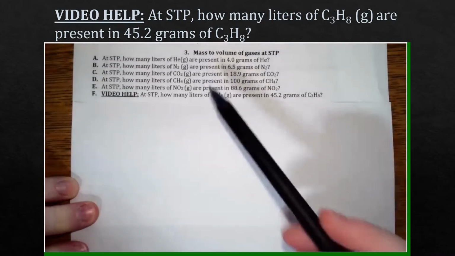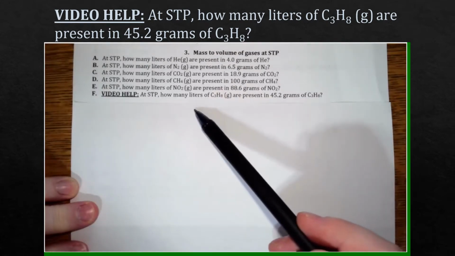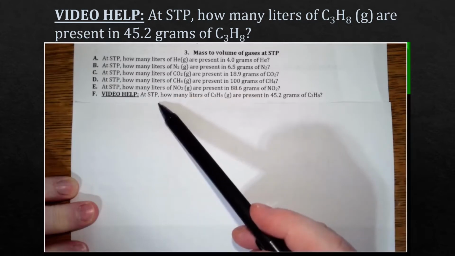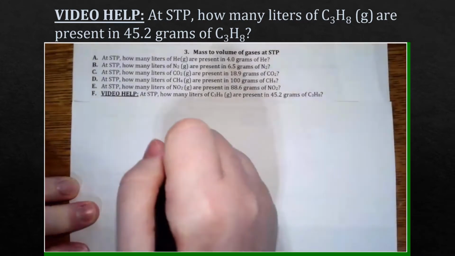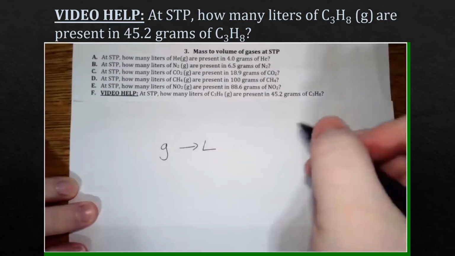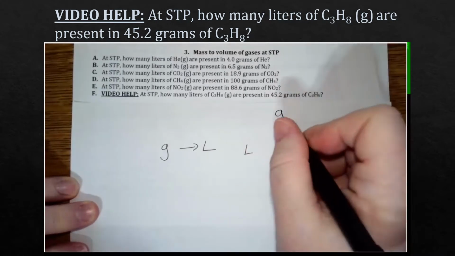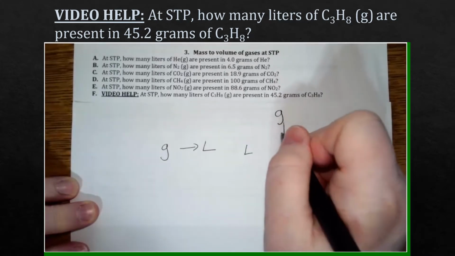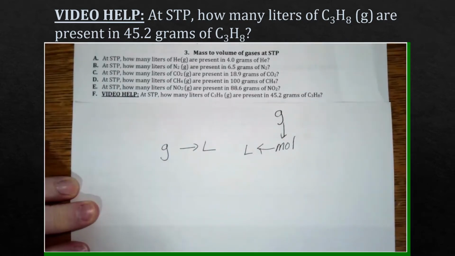Okay, so now we're on to this next section. I'm going to do this last problem to help you. How many liters of this gas, and it tells me it's at STP, are present in 45.2 grams of it? So I need to go from grams to liters. If you remember your mole conversion chart, I have grams up here and liters over here. There is no line that goes directly from grams to liters. Essentially, what you should remember is all roads lead through moles, literally. So if I don't have moles, I know I need to get to moles first.